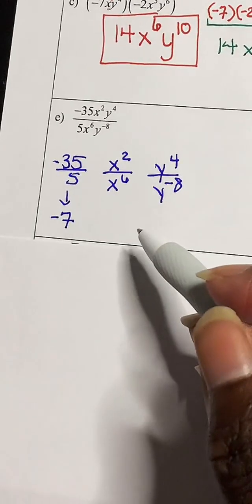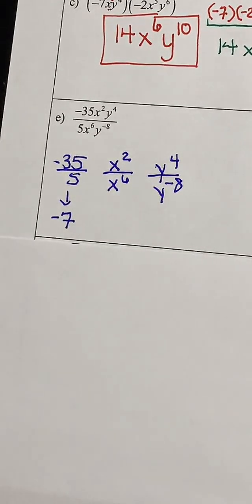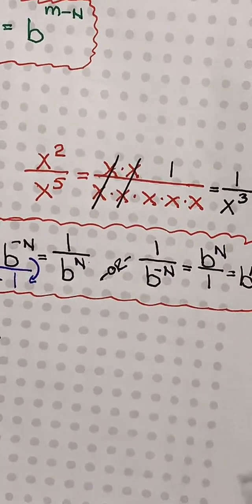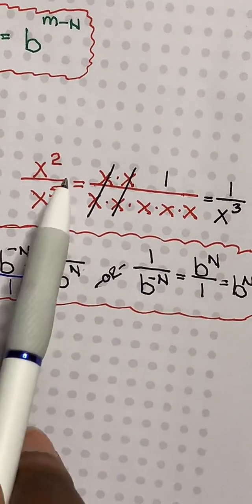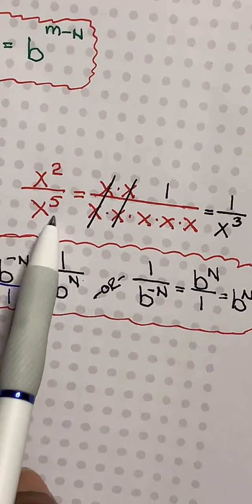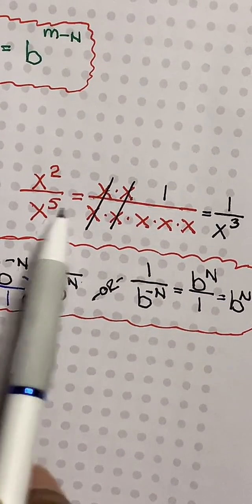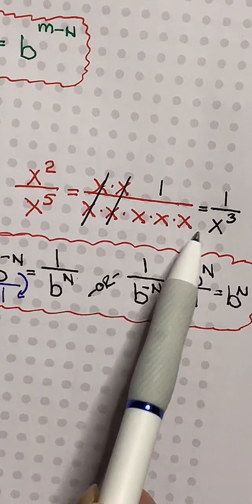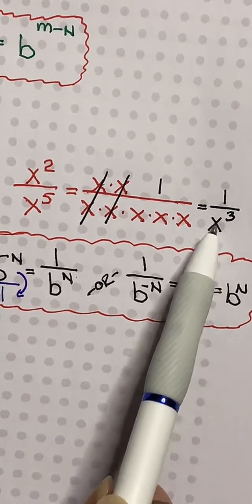Now, remember when I was showing you the division? It was this one in red. Whoa, that's major zoom. Sorry. This one right here. And we had 2 x's up here. We had 5 x's down here. And when we did the canceling out, we have 3 x's remaining down in the denominator. We can do the same thing here.